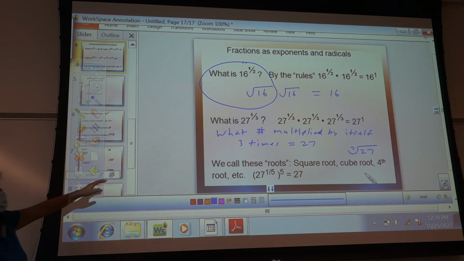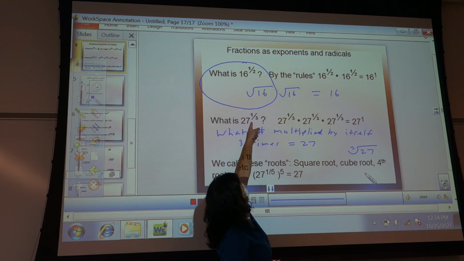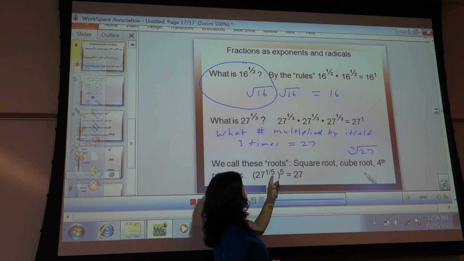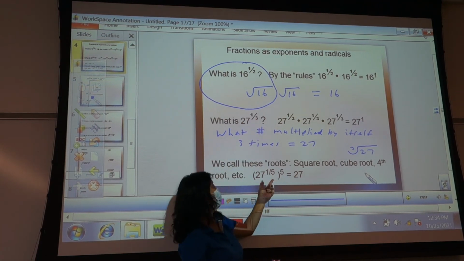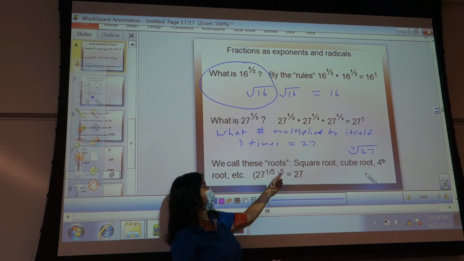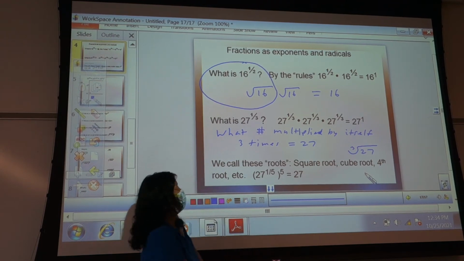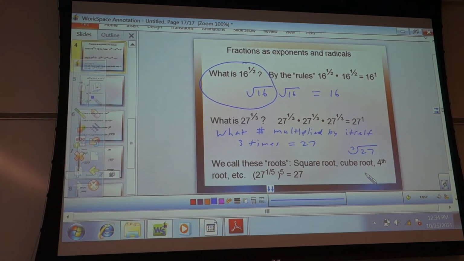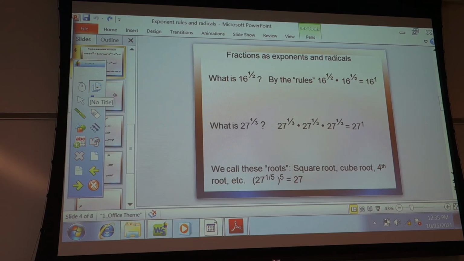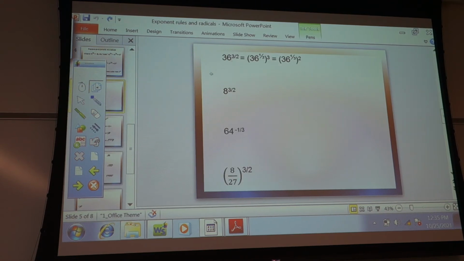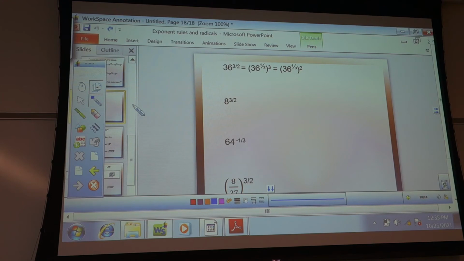We call these things roots. This is the cube root. That's the square root. This is the 5th root, because 27 to the 1/5 to the 5th power gives you 27. But if it was like 2/5, then what would you do? Well, then that's the square of the 5th root. We're not going to be dealing with that in this class. We'll do a couple of squares of 3s and 2s a little bit.